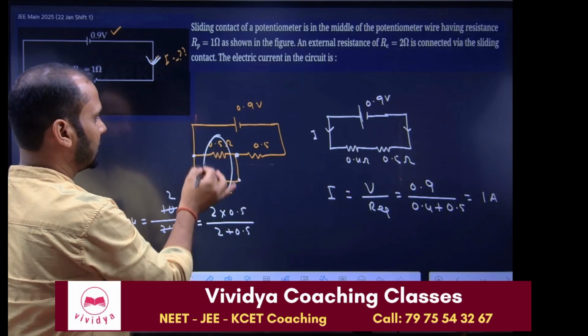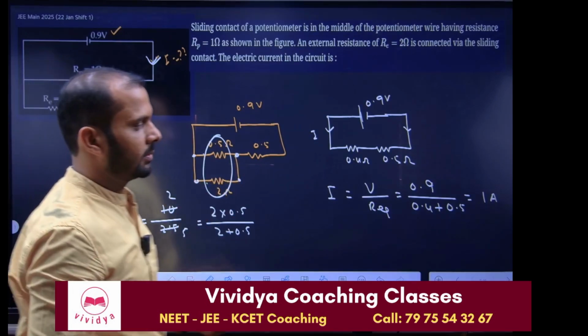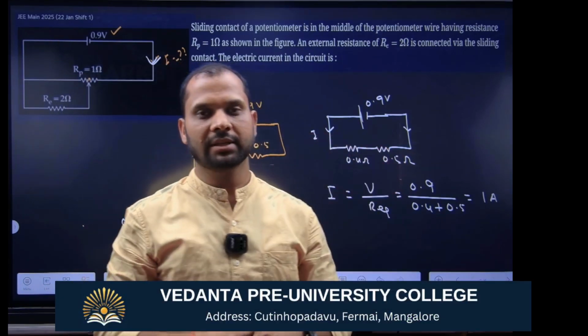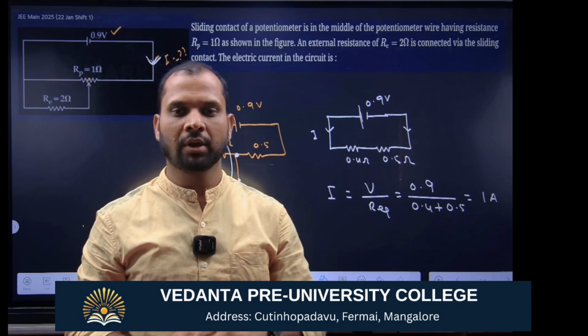Definitely, if they were asking about this branch and this branch, the current would be calculated separately. Since they are asking about the main branch, the answer to this question will be 1 ampere.